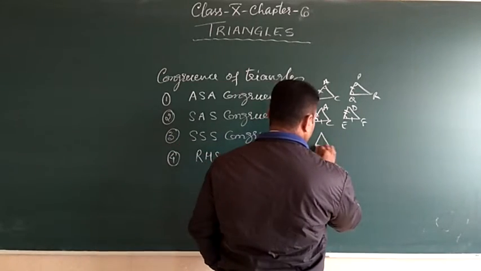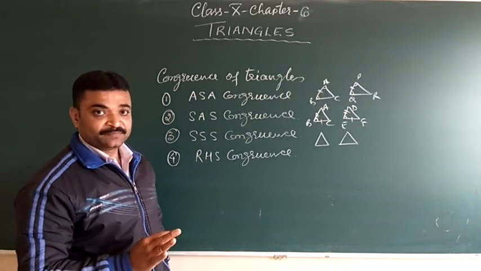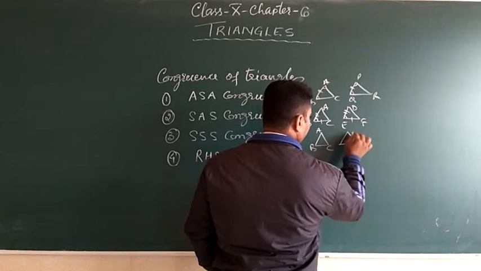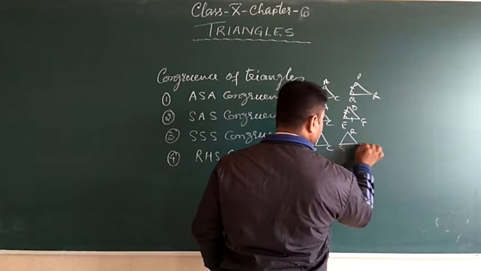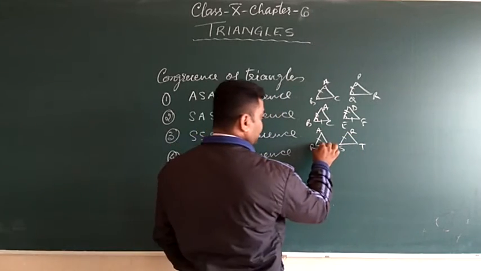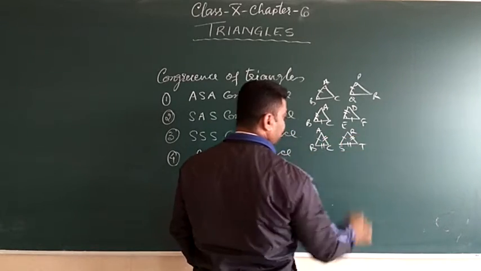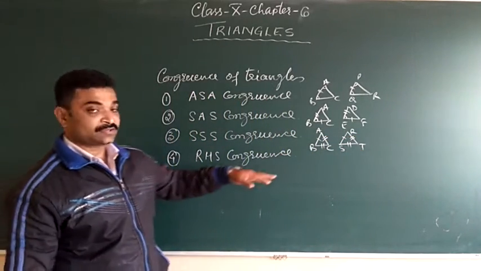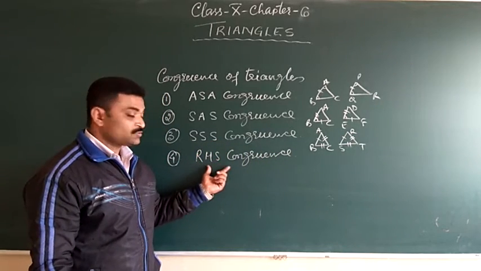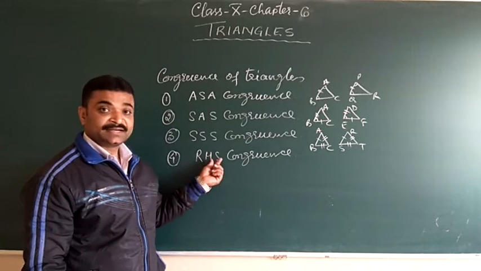SSS congruency, it is by name. Two triangles have the same sides. Suppose it is ABC and it is RST, then if AB is equal to SR, BC is equal to ST and AC is equal to RT, then we say the two triangles are congruent by SSS congruency. Similarly, RHS congruency means right angle, hypotenuse and side.